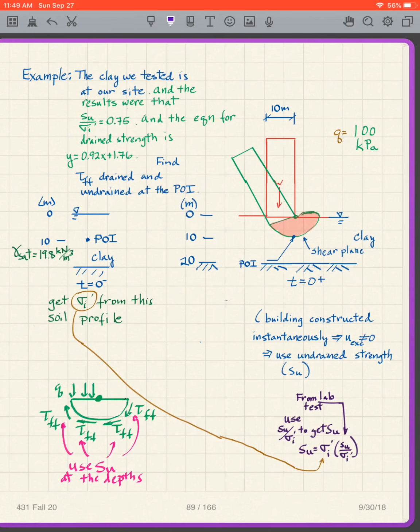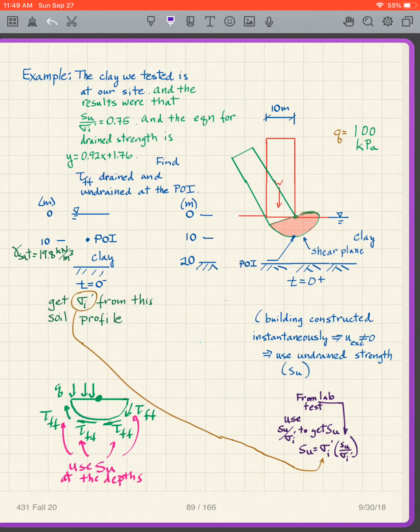All right, so let's say that a clay that we've tested is at our site. We've tested the clay, and we found that Su over sigma prime i is 0.75, and the equation for the drained strength, so for our Mohr failure envelope, is this. For the sake of discussion, to keep our math easy, I'm writing it in equation form: 0.92x plus 1.76.